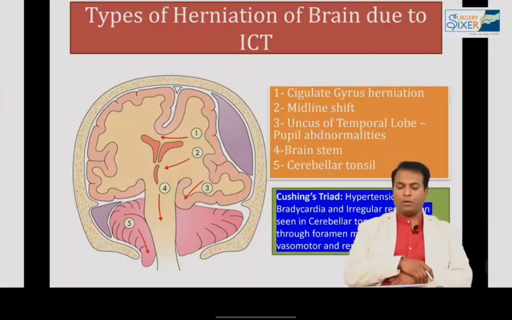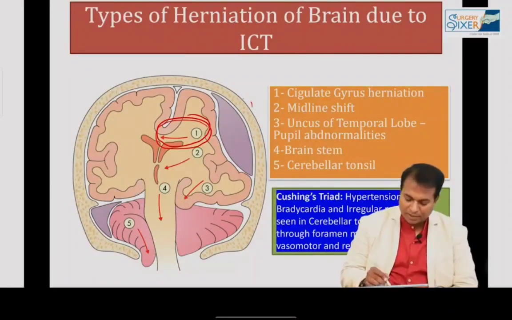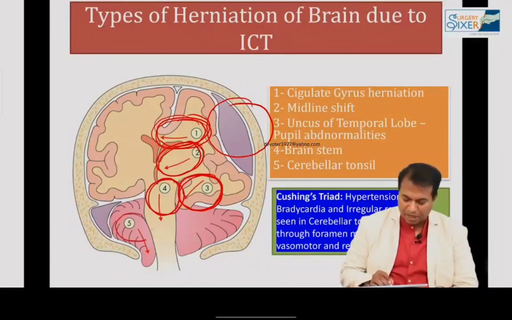This is a picture from William Lau. You can see the herniations of the brain. Number 1 is cingulate gyrus herniation because of this hematoma. This is midline shift. This is uncus of temporal lobe herniation. This is brainstem herniation. This is cerebellar tonsil herniation.